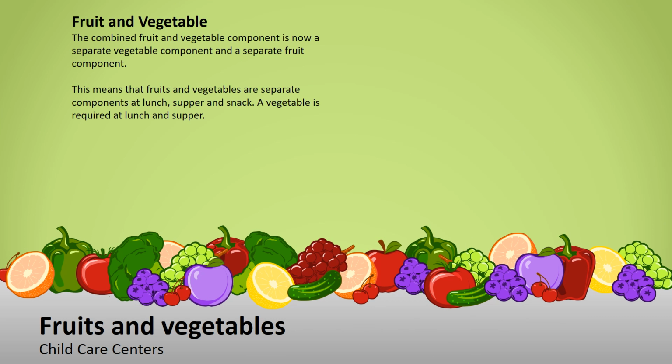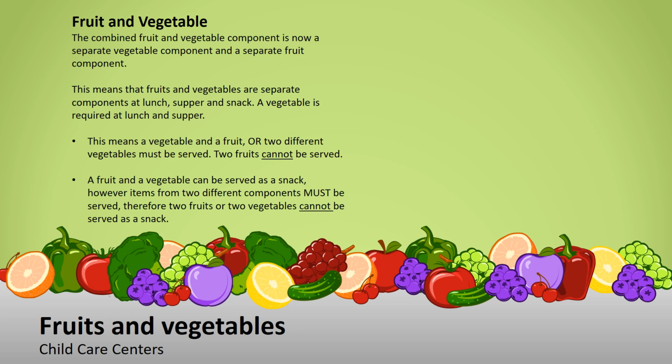Let's take a look at the fruit and vegetable meal component. The combined fruit and vegetable component is now a separate vegetable component and a separate fruit component. This means that fruits and vegetables are separate components at lunch, supper, and snack. A vegetable is required at lunch and supper. This means a vegetable and a fruit, or 2 different vegetables, must be served. 2 fruits cannot be served.